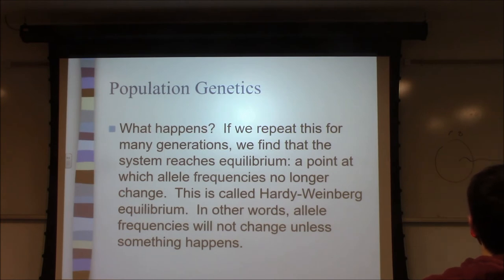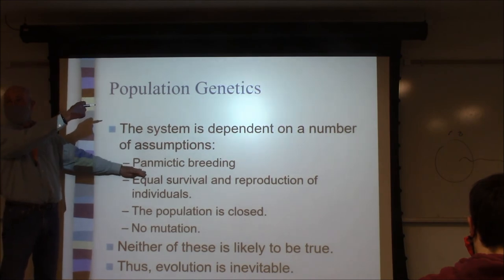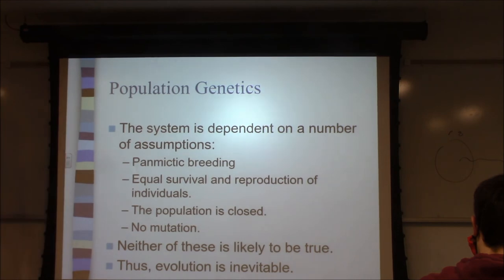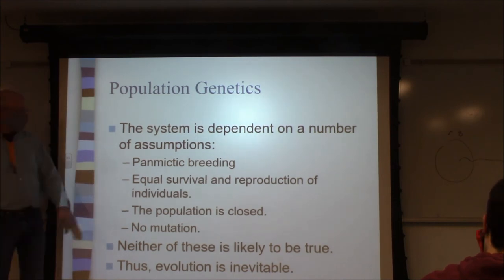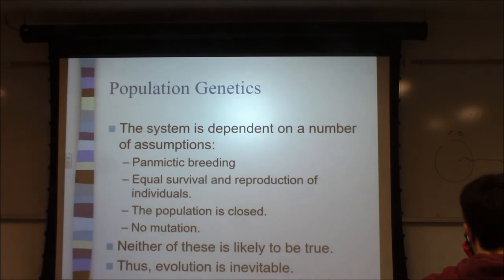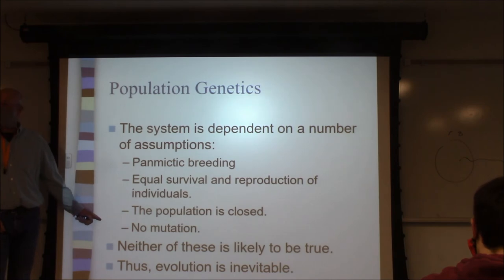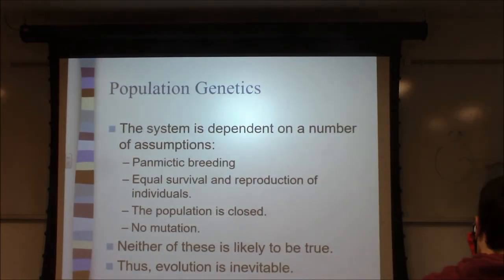So, what are the possibilities? The assumptions are, the only way we're going to get no changes in allele frequencies, first of all, we must have panmictic breeding. In order for there to be no change in the allele frequencies over time, we must have panmictic breeding. Next, we must have equal survival and reproduction of individuals. That is, we all have to have the same probability of surviving and the same probability of reproducing. The population must be closed. That is, no immigration and no emigration. So nobody's coming into the population and nobody is leaving the population. And then there can be no mutation.